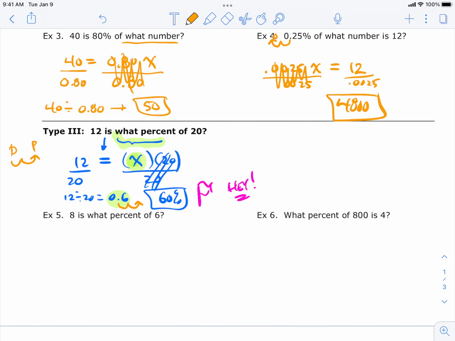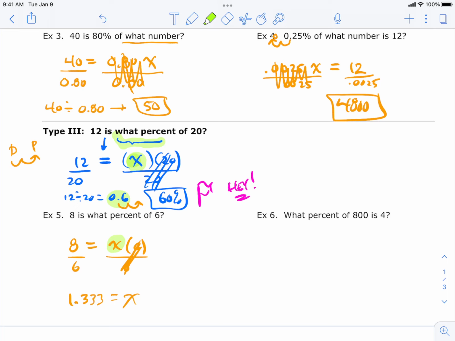8 is what percent of 6? 8 is something of 6, times 6. So I can divide both sides by 6. That's the 6 I want to cancel. 8 divided by 6 is going to come out to like 1.333333. So that's what x is. Is it 1.3%? No, it's not 1.3%. The decimal is 1.333. That's after we made the percent into a decimal.